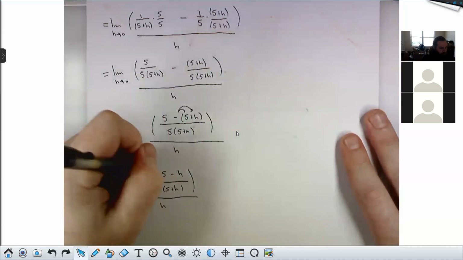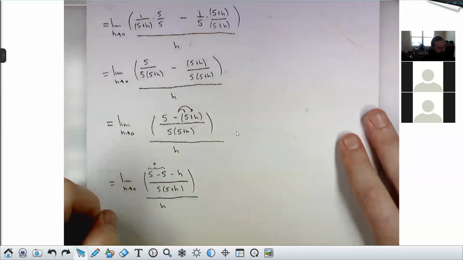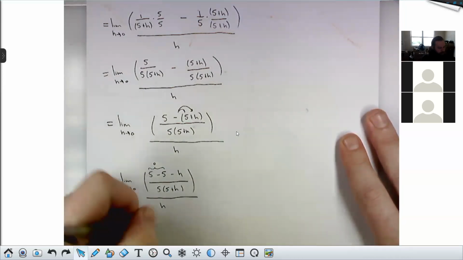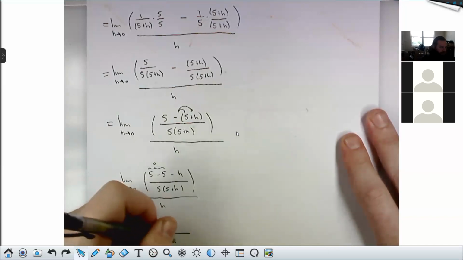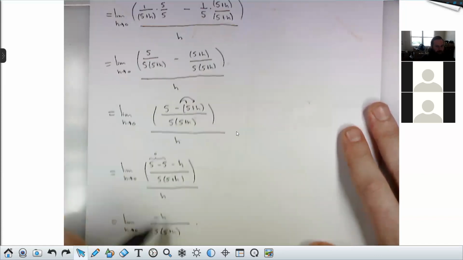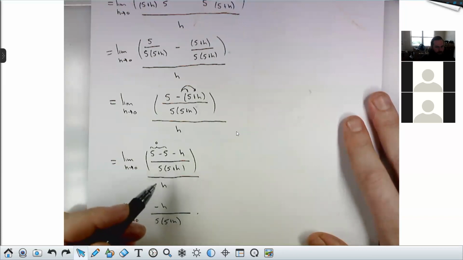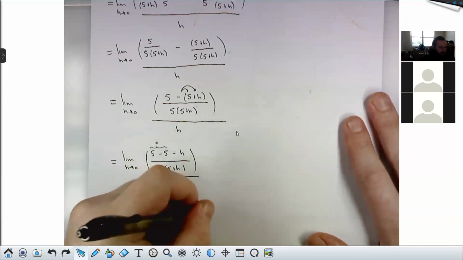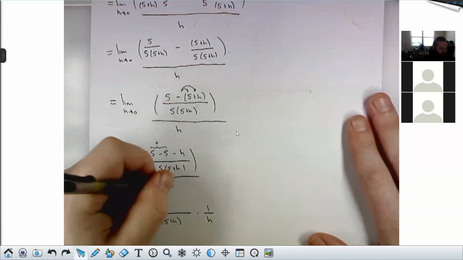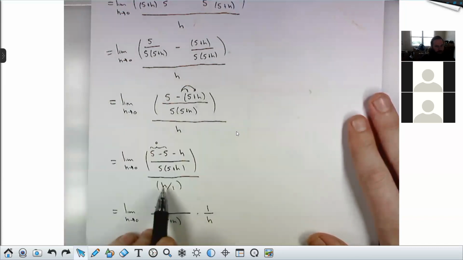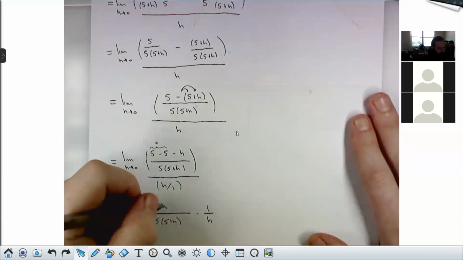5 minus 5 is 0. So this top is really just negative h. Downstairs I have 5 times (5 + h) still. And instead of writing this as a giant fraction divided by h, I'm just going to write this divide by h as a multiply by 1 over h, because that's what it is, right? Dividing by h is the same as multiplying by the reciprocal. You can think of this as h over 1 to help you see that we're really dividing by, or multiplying by, 1 over h. And the magic is that now these h's can cancel.